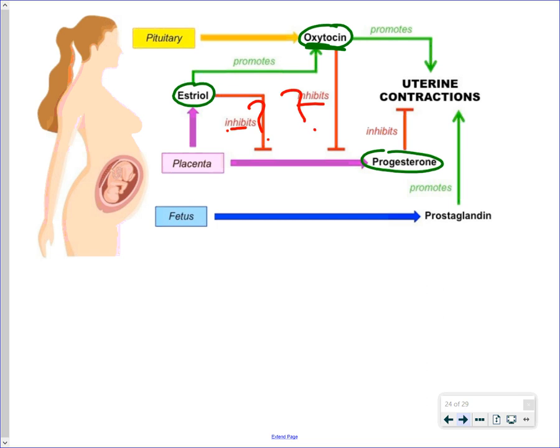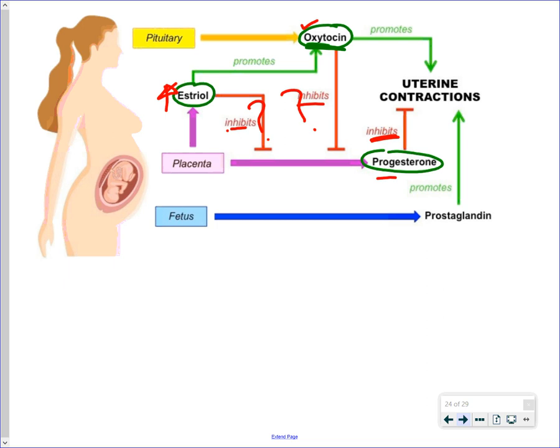But what we do know is that at least later in the pregnancy, the estrogen is going to trigger the release of oxytocin, and it's the oxytocin that's going to increase the uterine contractions. Again, we do know that progesterone does inhibit the uterine contractions. So once again, as the pregnancy goes on, we're going to have an increase in the estrogen relative to the amount of progesterone. That's going to trigger an increased release of oxytocin, and that's going to lead to uterine contractions.